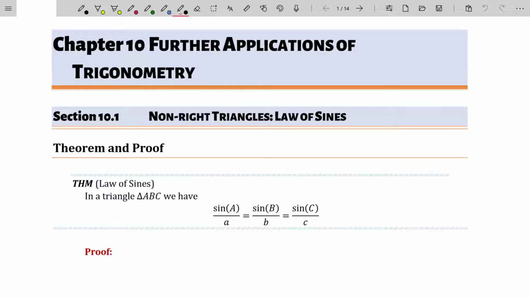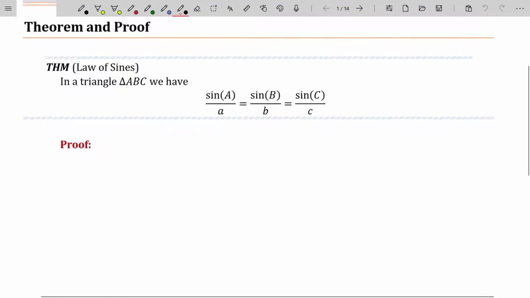And it's really based around just two theorems, one being the law of sines and the other one being the law of cosines, very aptly named theorems. This video is just dedicated to the theorem and proof of the law of sines. So let's go ahead and start with the law of sines here.